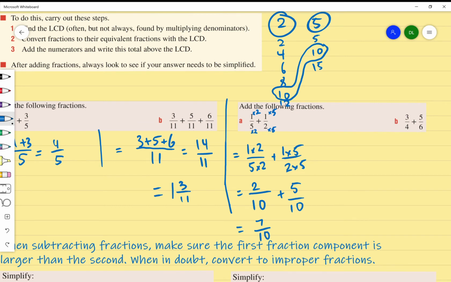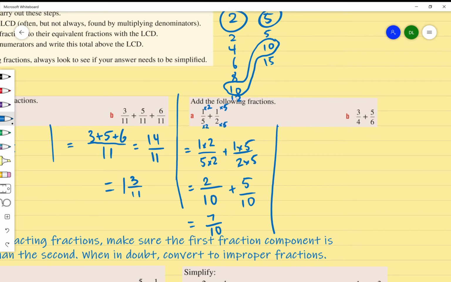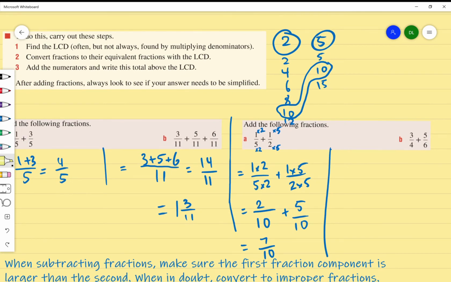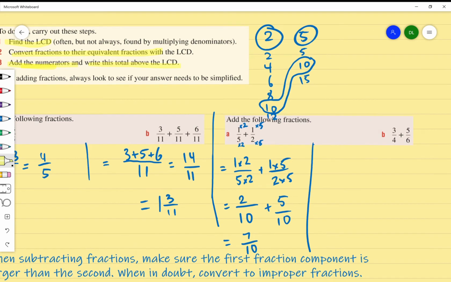Let's go ahead and apply this to a different question. If I've got this question on the right, I've got 3 over 4 plus 5 over 6, I clearly don't have the same denominators. So I need to find the lowest common denominator, convert the fractions to equivalent fractions, and then add the numerators and write it over the LCD. Now that looks confusing, but it's exactly what we've done. So we're just going to do the same thing again. Okay?